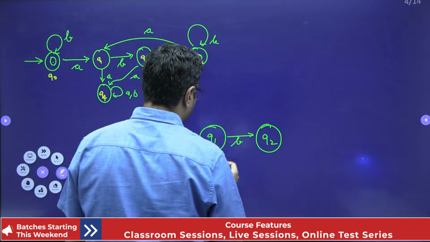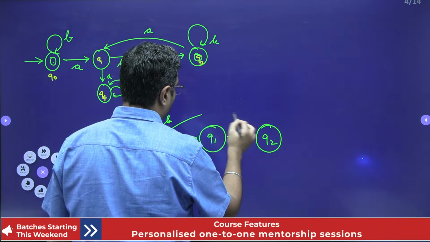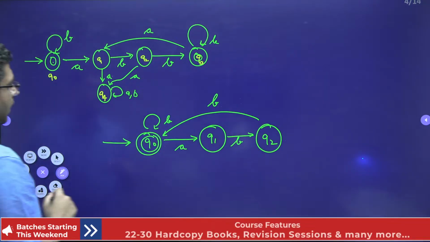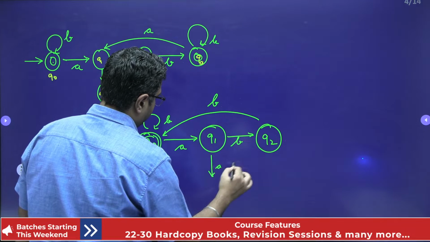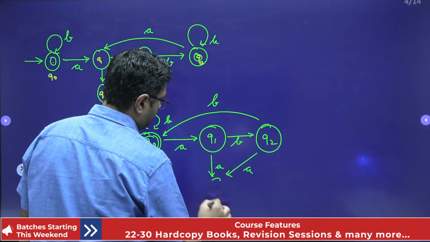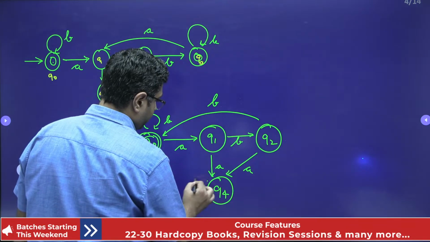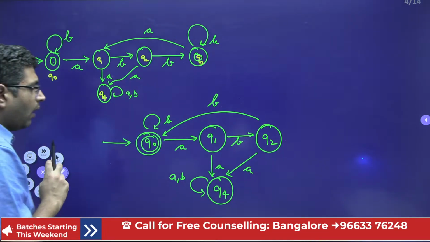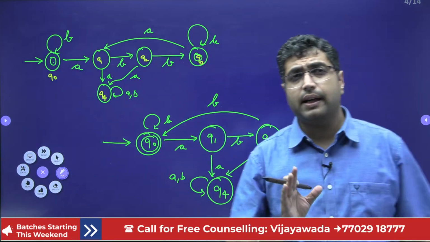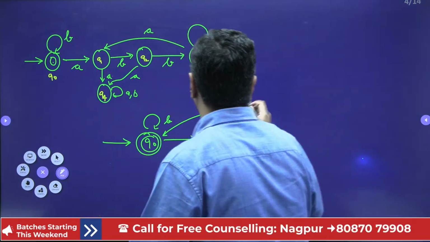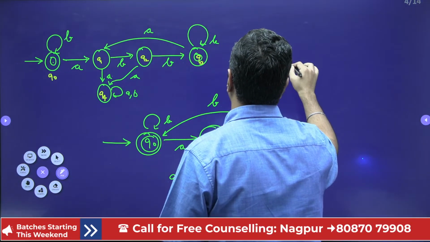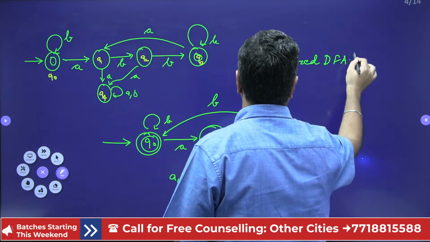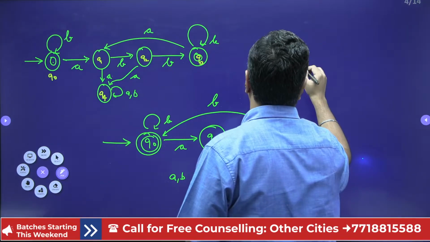Now Q2, on B, should directly go to Q0 instead of Q3, which has a similar behavior to Q0. And on A, both of them lead to Q4, which is a dead state. So this is what we have obtained, the minimized DFA. It cannot be reduced any further in any way. That is, you cannot have fewer states than this DFA. It is the minimal DFA.